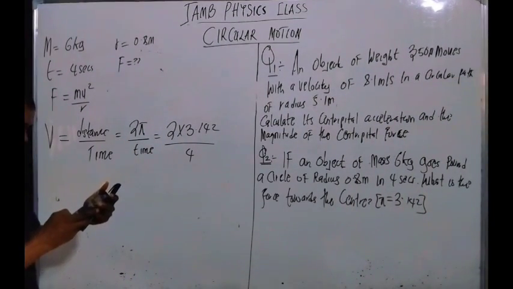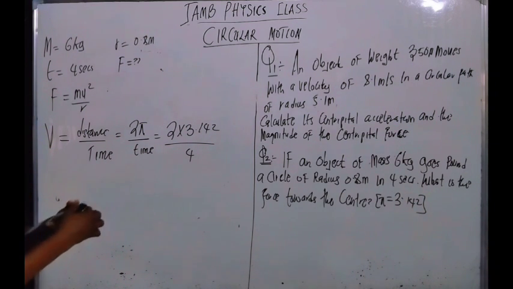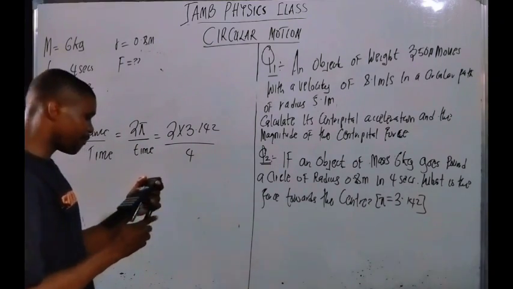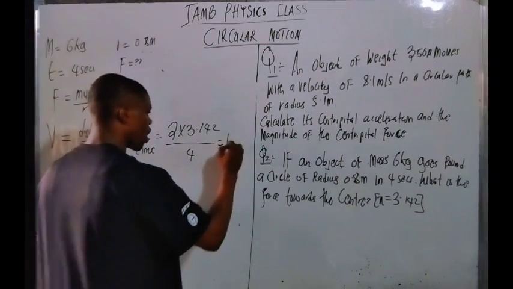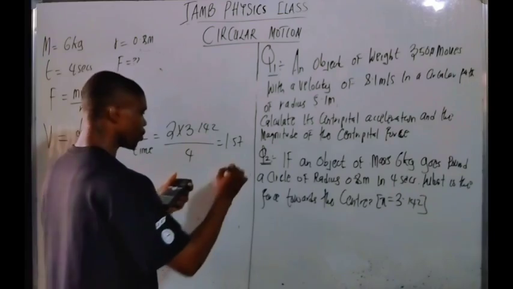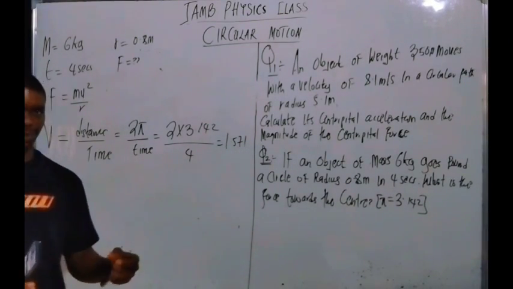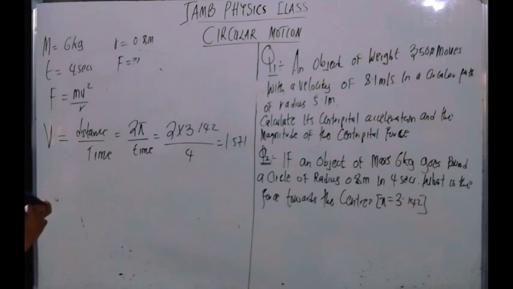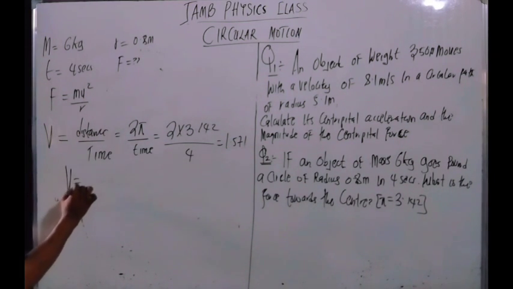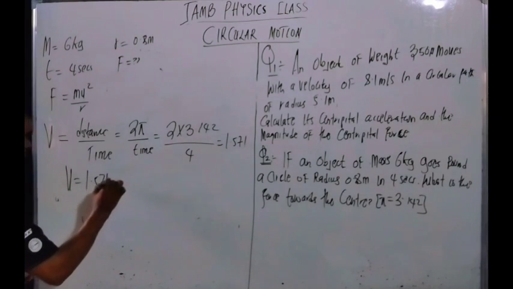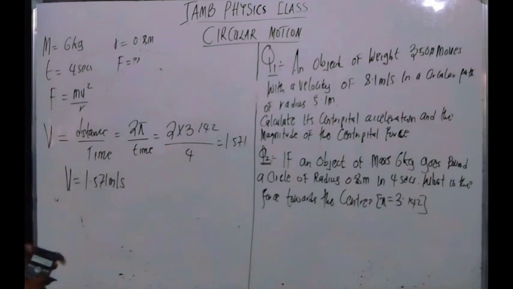So you're going to do 2 times 3.142 times 0.8 divided by 4. It's going to be 1.571. What is the unit? Meter per second, right? So that is my v. My v equals 1.571 meter per second.